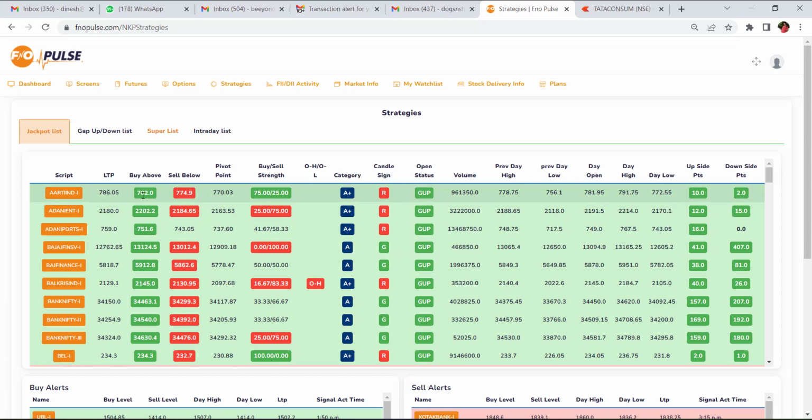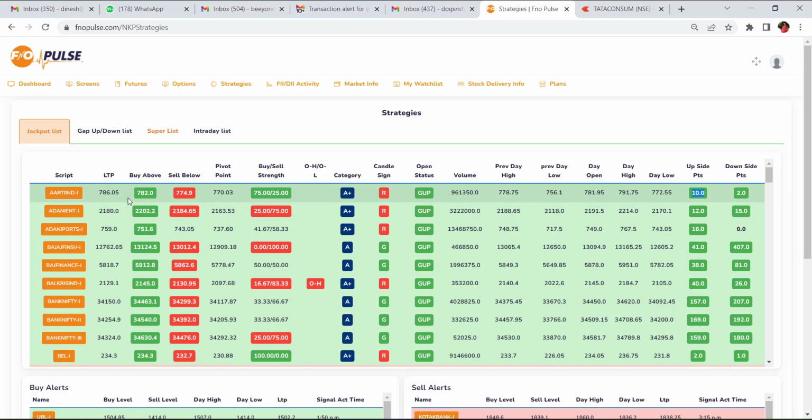Once the buy level is executed, the background will become green color, and if it moves to the positive side up to 10 points, the day high is 791. That means it calculates the buy and also today's day high. The total result is 10 rupees. As I told you already, for stocks like Tata Consumer which are below 1,000 rupees, even if you book 5 rupees profit, it is good for your intraday trading.